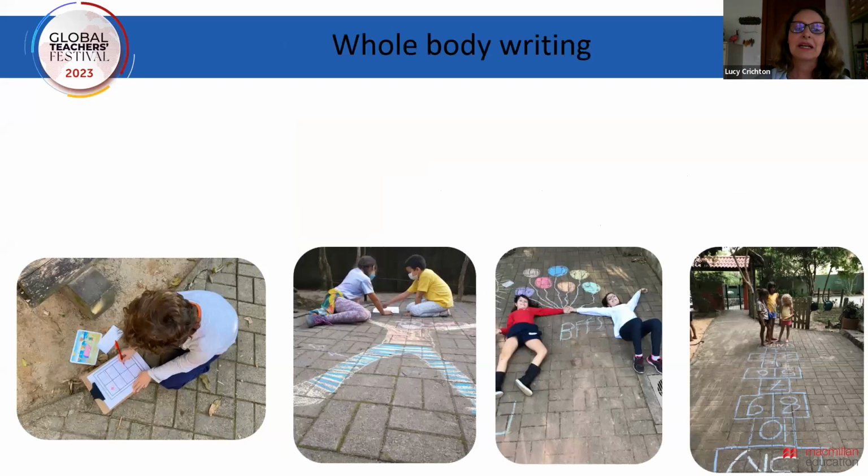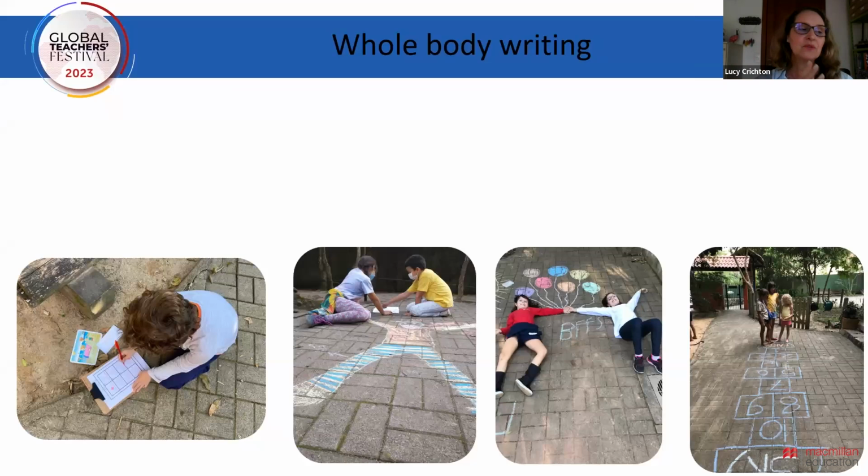So whole body writing, yes. In the first picture, you'll see a little boy, he has a clipboard, which is a great way to get writing mobile. So going out to find something in the garden, researching something, using a graphic organizer to organize where that writing's going to happen.